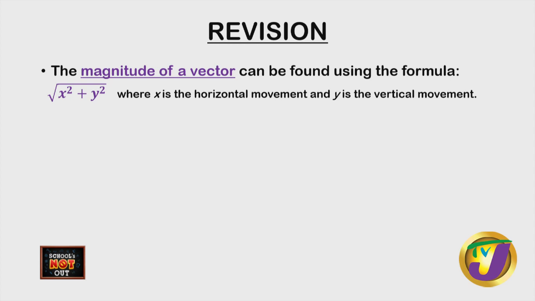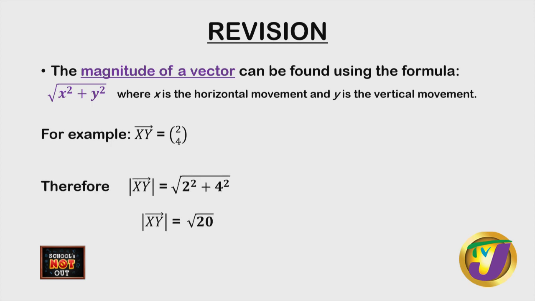So the magnitude of a vector can be found using the formula, the square root of x squared plus y squared, where x is the horizontal movement and y is the vertical movement. And our example is coming up on screen. We would have discussed this last class as well.